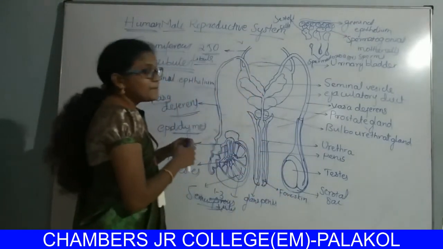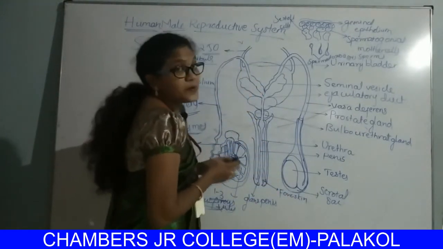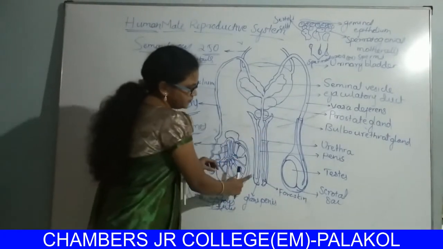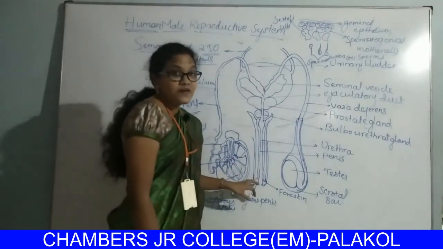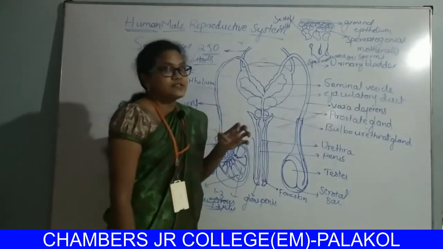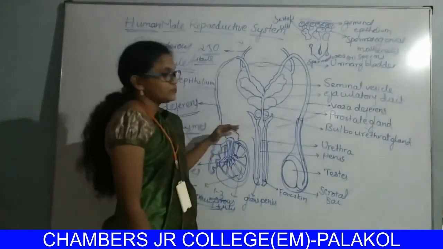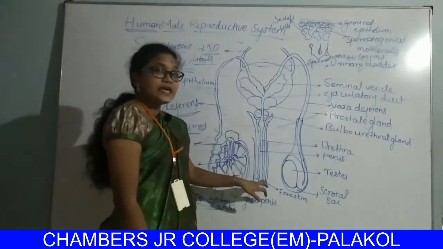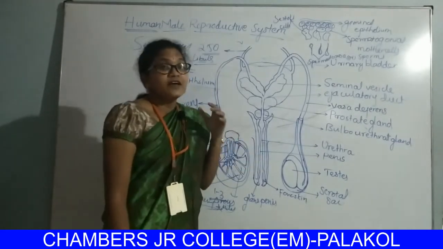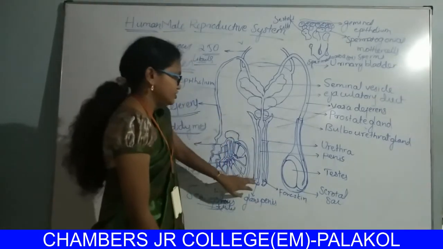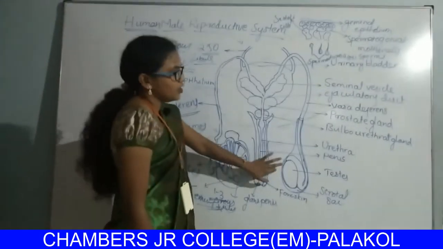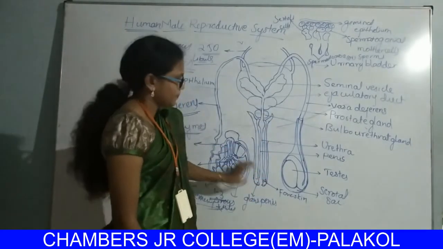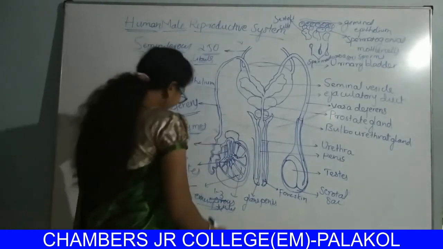Now let's see the passage of sperm cells in the reproductive system. The penis helps in the transfer of sperm cells from the male reproductive system into the vagina of the female reproductive system. So the penis is also called the external genitalia of the male reproductive system. Okay. Next, the passage.